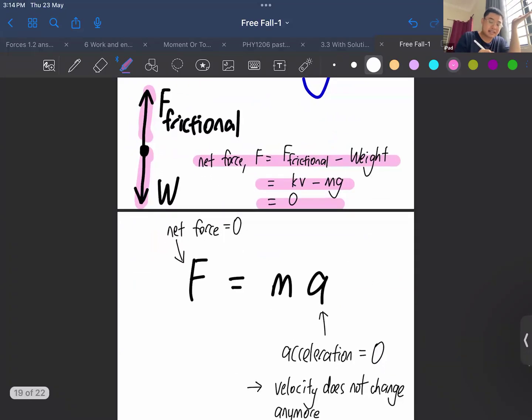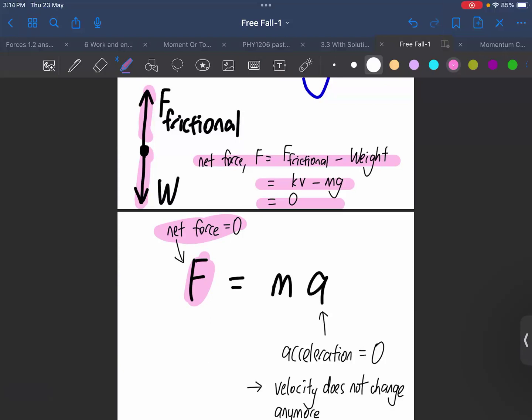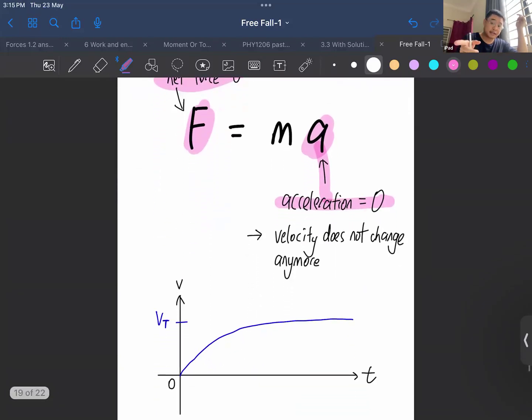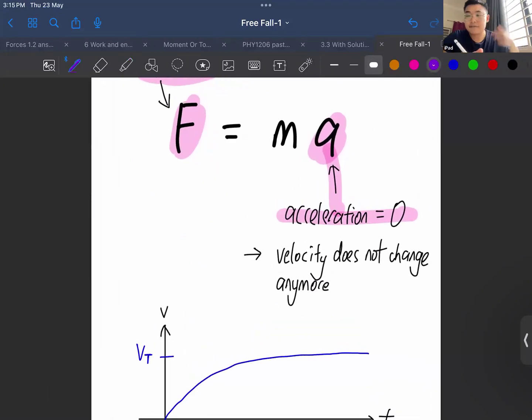When your net force is equal to 0, what other quantity must be 0 for sure? When your net force is 0, which quantity must be 0 for sure? A. Acceleration. Are you happy? When your net force is 0, obviously your acceleration is 0. Are you good? So when acceleration is 0, okay, let me test you. What is the definition of acceleration?